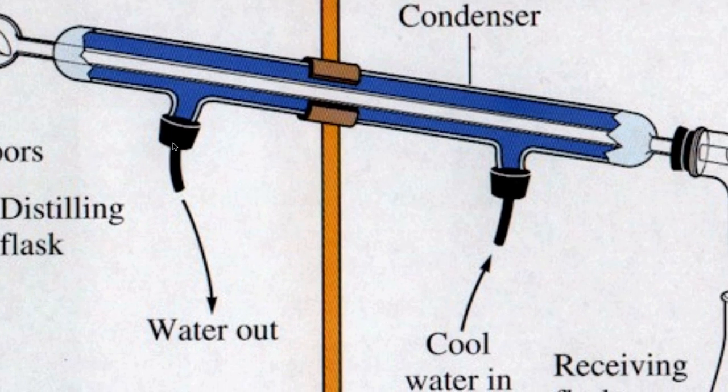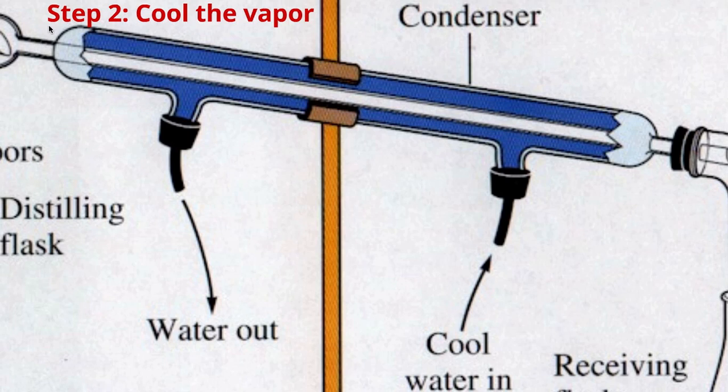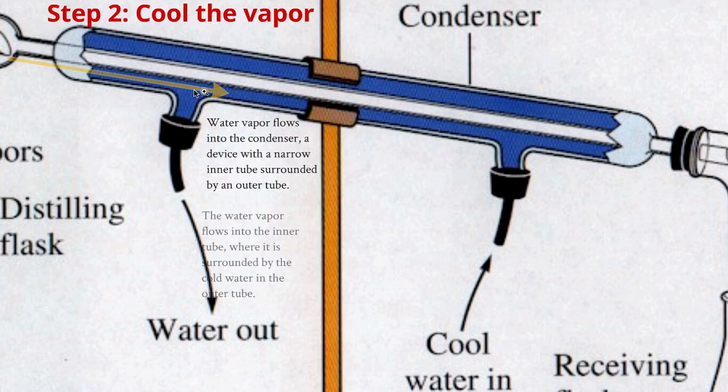The next step: you have a bunch of 100-degree water vapor coming through this apparatus. It's going to go inside of this tube. So we have to cool that vapor. Water vapor flows into the condenser, a device with a narrow inner tube surrounded by an outer tube. This is the inner tube, this piece right here, surrounded by that outer tube. And the water vapor is going to flow into the inner tube, where it's surrounded by the cold water in the outer tube.